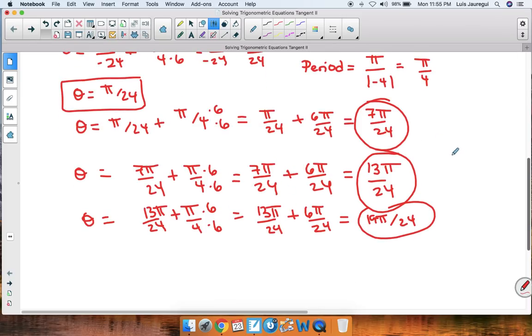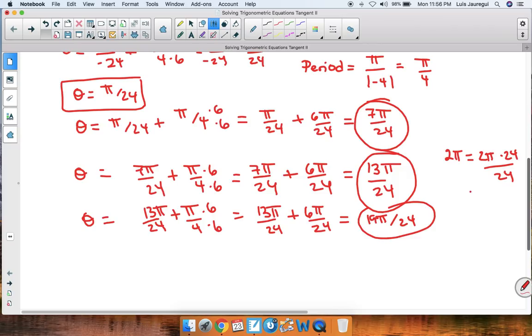Why? How do we know that? Well, because 2 pi is equal to, if we want to leave it in terms of 24s, 2 pi times 24 over 24.